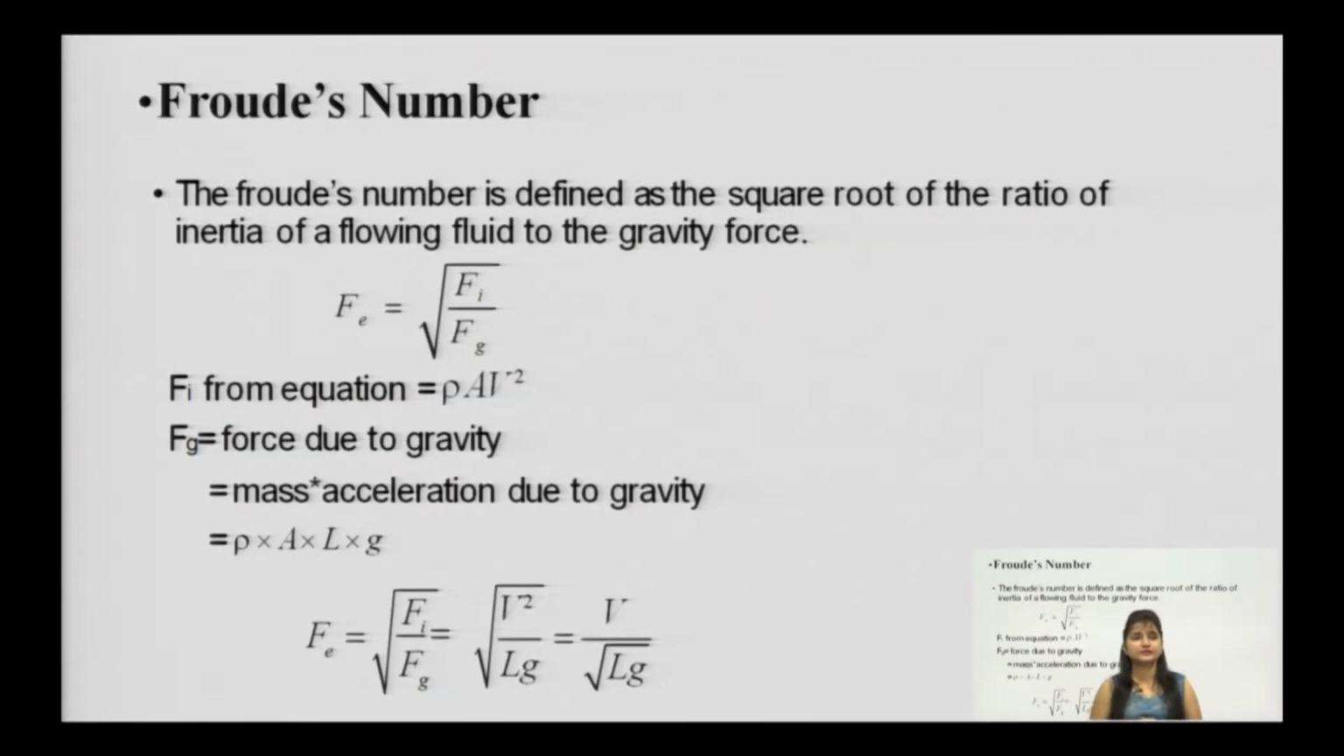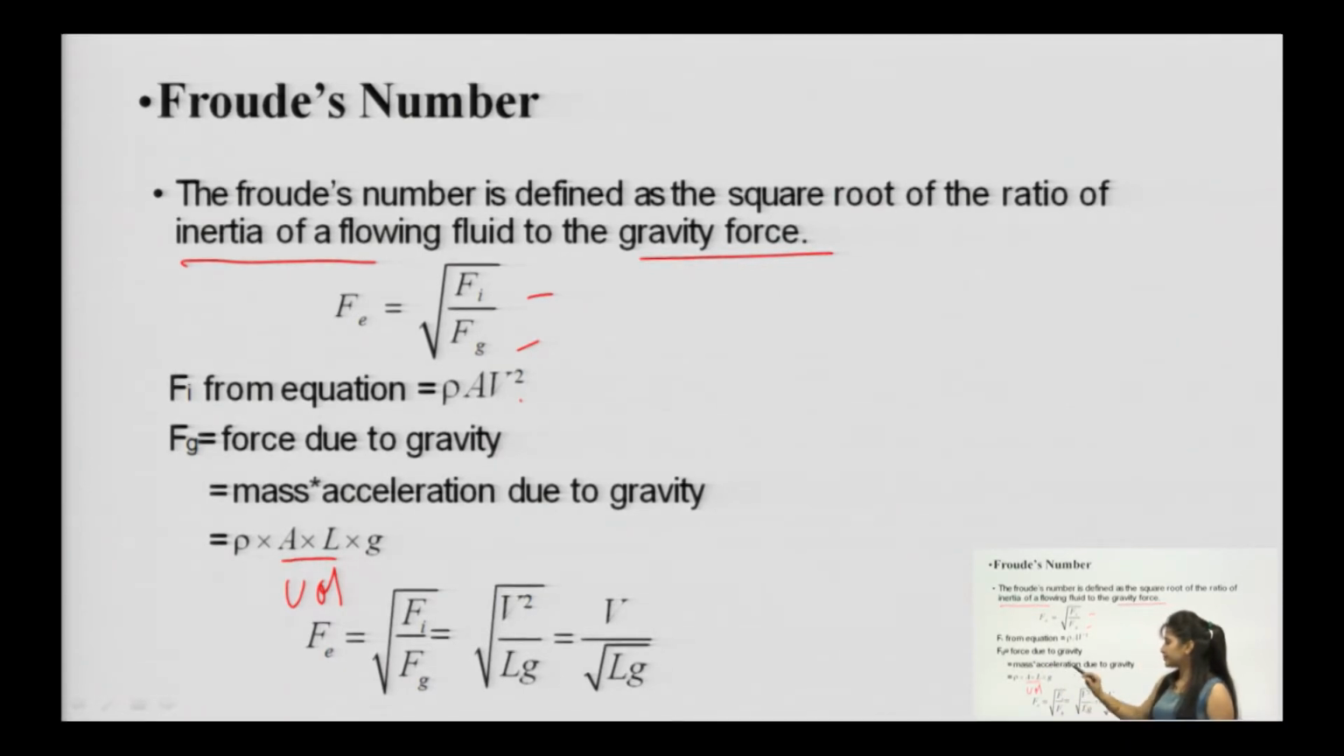Coming to Froude's number, Froude's number is defined as the square root of the ratio of inertia of the flowing fluid to the gravity. So, square root of inertia and gravity. Inertia we have previously calculated, and gravity is again mass into acceleration due to gravity. Mass you have written as rho into A into L, and gravity is G, and this A into L will be nothing but volume. So, rho, density, into volume is mass, then this is acceleration due to gravity. When we simplify it further, Froude number is V by under root of G L, where L is the length and G is the acceleration due to gravity, having a streamline velocity as capital V.